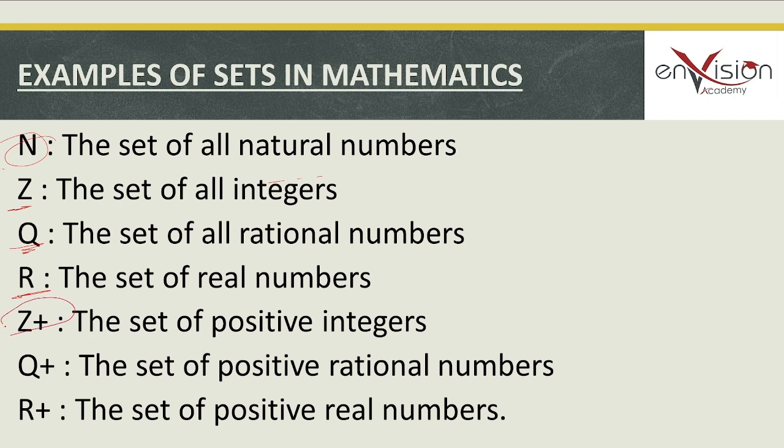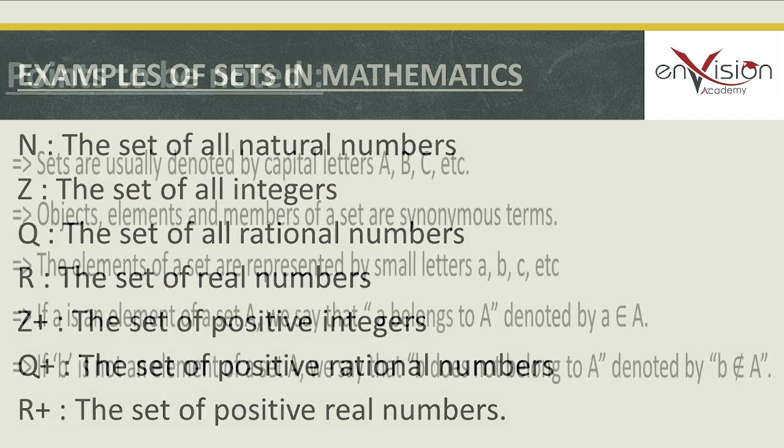Z positive is new for you, because you have not read Z positive up to class 10th. This is the set of positive integers, meaning all the positive numbers starting from 1, that is plus 1, plus 2, plus 3 and so on. We denote it by Z positive. Q positive means the set of positive rational numbers. Similarly, R positive means the set of positive real numbers. All the positive real numbers will give you R positive. So you will find these kinds of sets in the questions too.